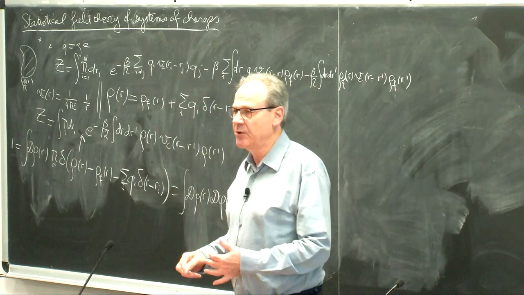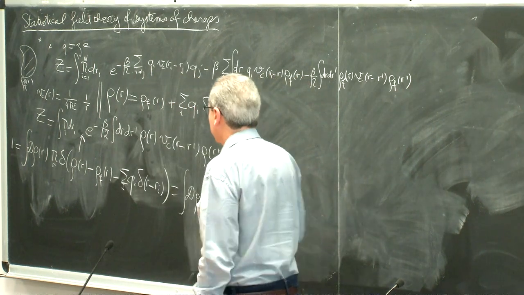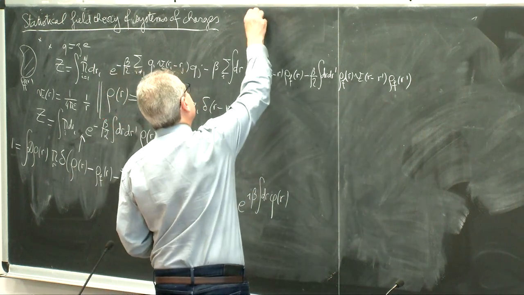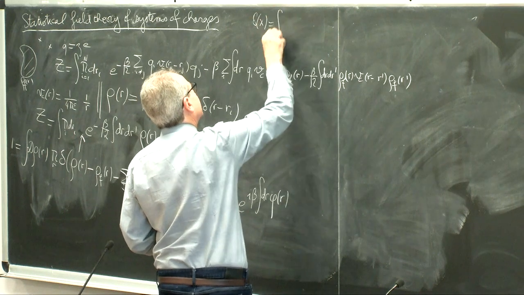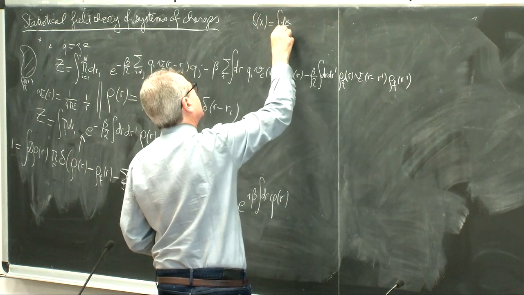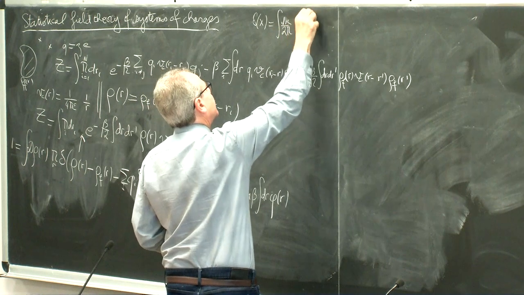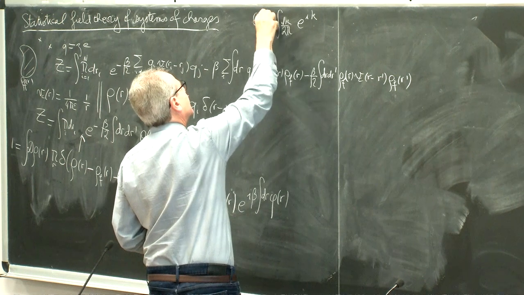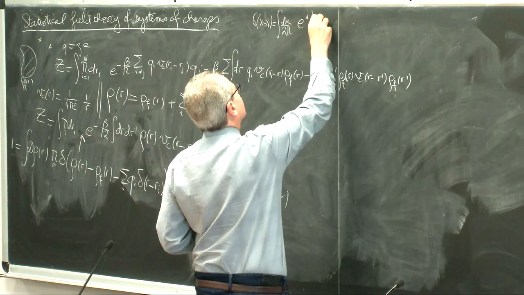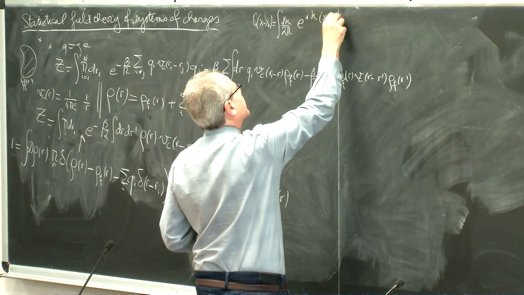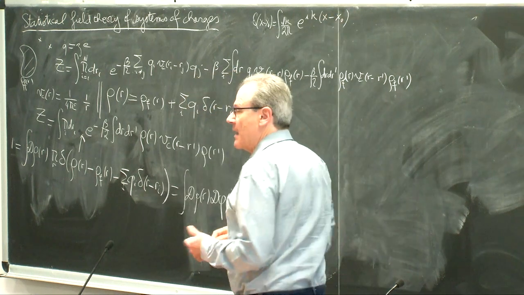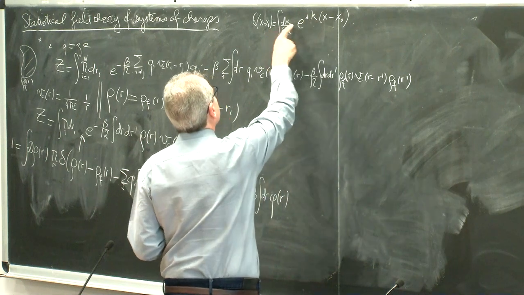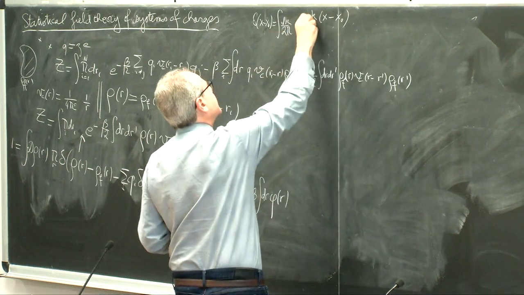Phi of r is the variable which is conjugate to rho. What I'm using is the identity that delta of x minus x0 is integral dk over 2 pi of e to the i k times (x minus x0). And as I said yesterday, you can put any constant here and here. You could put beta.